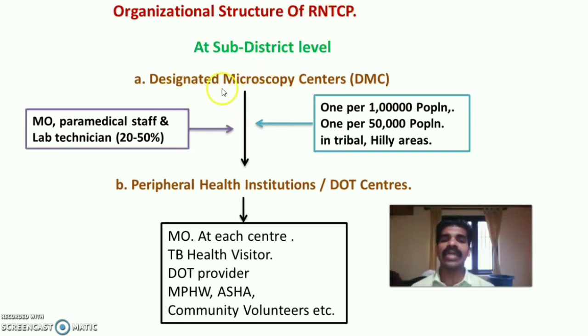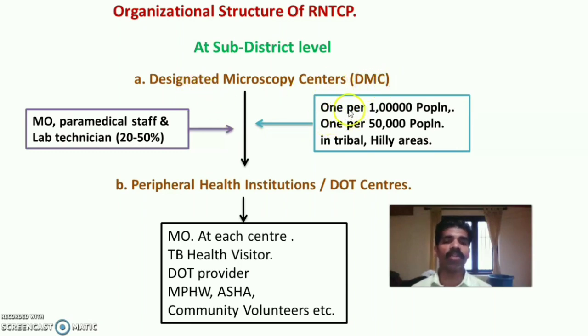One is designated microscopy centers, DMC. There is one designated microscopy center at sub-district level for 1 lakh population. And if the area is tribal, hilly or backward area, we have one designated microscopy center, DMC, for 50,000 population. So at sub-district level, we have a first organization, that is the designated microscopy center, DMC.